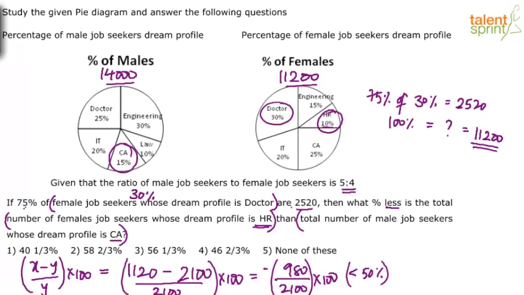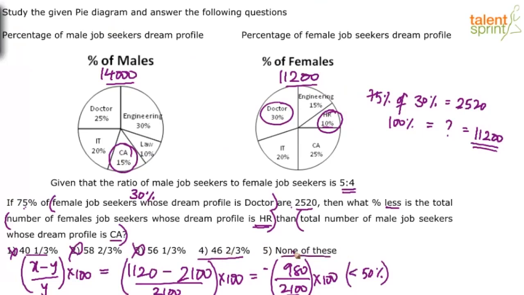Now look at the options. Option 2 and option 3 get cancelled immediately. It should be less than 50%. Again, will it be so less that it becomes 40%? No, because 40% of 2,100 is 840. Yes or no? You see, 10% is 210. 40% will be 210 into 4, 840. But what we have here is 980, which is much more than 840. So option 1 also is eliminated. So the answer should either be option 4, 46 2 by 3%, or none of these.